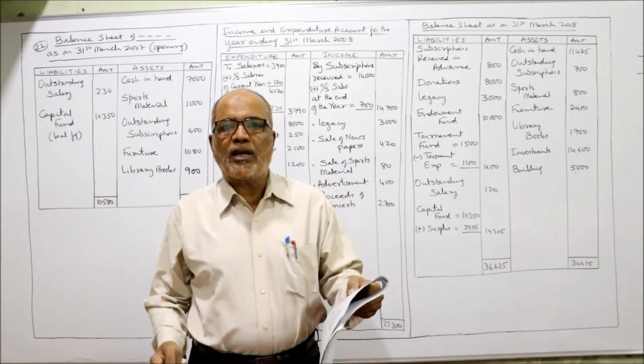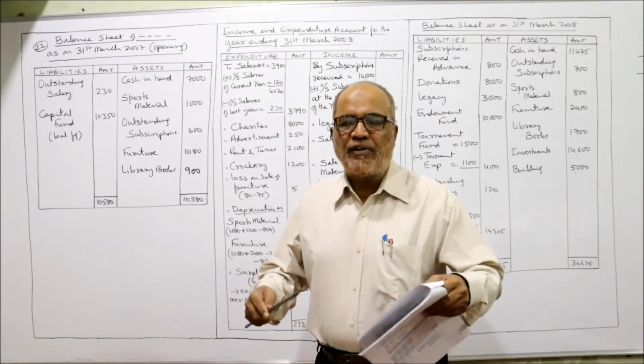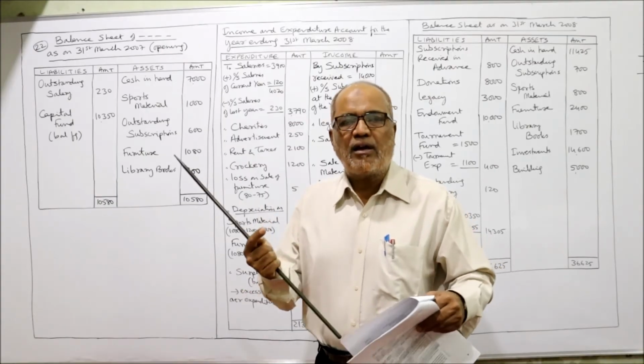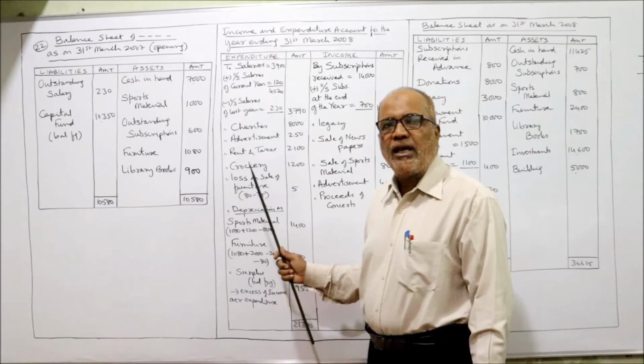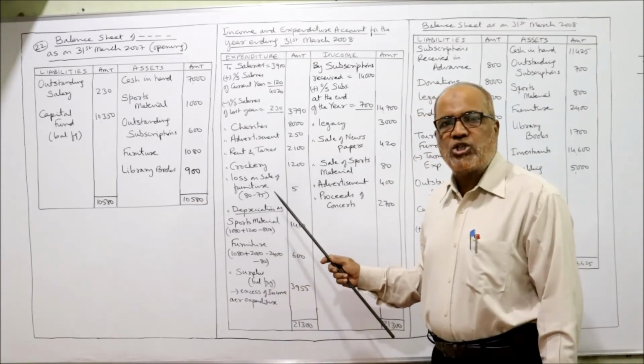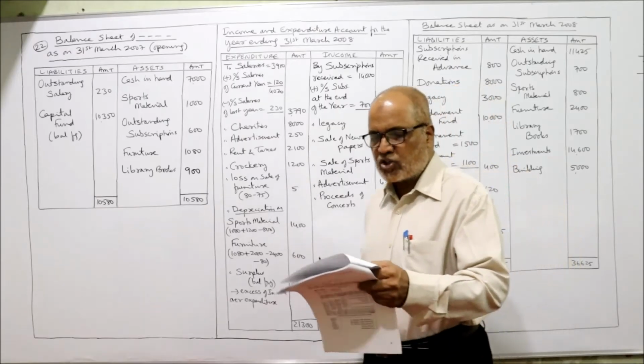Crockery. Crockery is a revenue expenditure. We can assume that the benefit from crockery will expire within 1 year. So crockery life is only 1 year. So we can take the crockery as a revenue expenditure. So here crockery 1200 rupees, revenue expenditure.